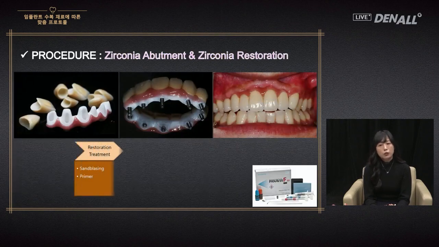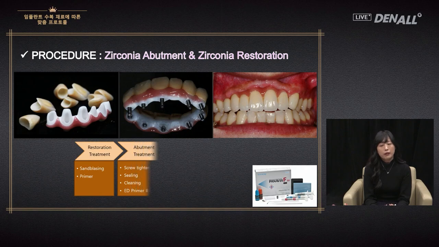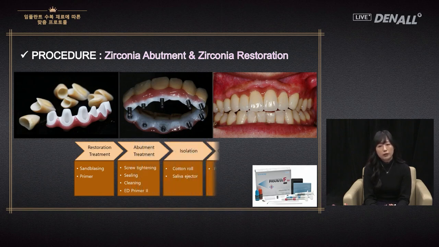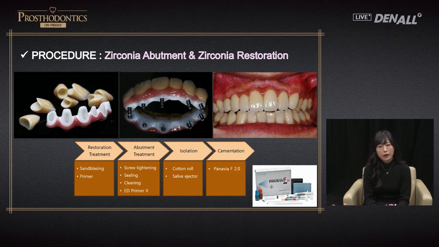To summarize, for zirconia restoration, do sandblasting. If necessary, apply primer with zirconia abutment in place, clean and seal, and use ED primer, which is a surface treatment agent, to do surface treatment. After isolating abutment, use Panavia F2.0, do final setting in a dual curing method.